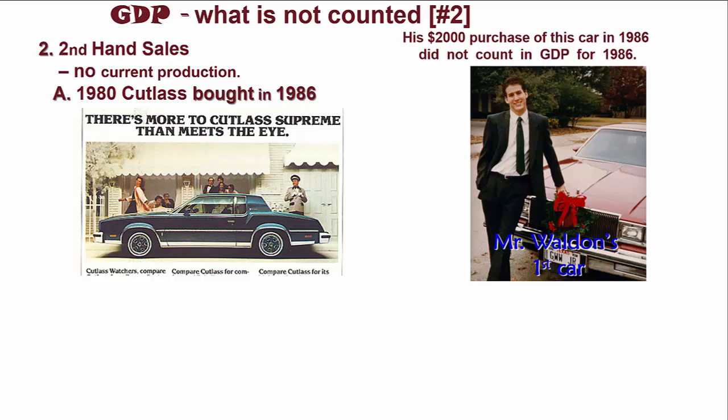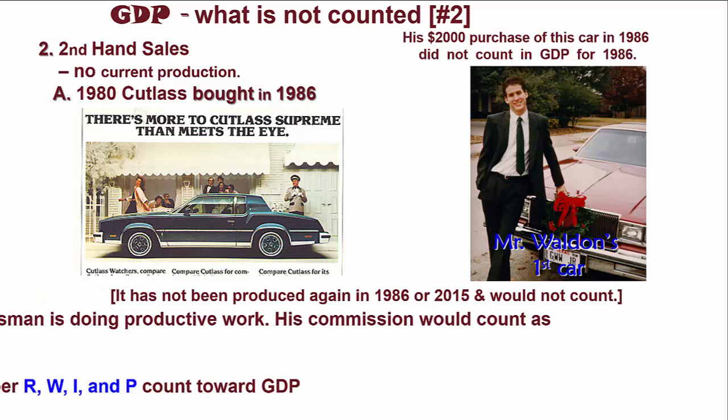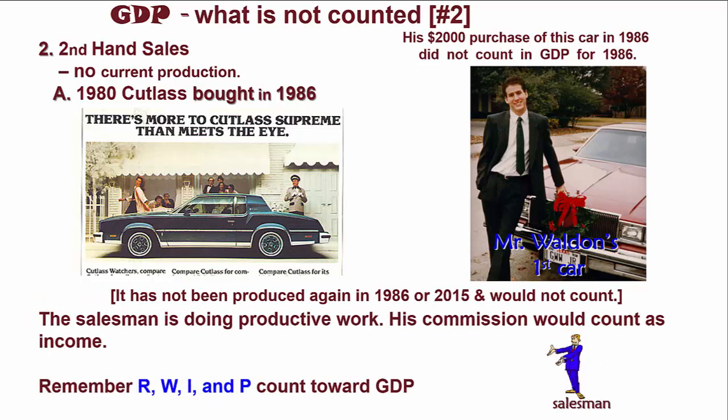Anyway, when I bought that car, it was used. It was already 6 years old. So when it was produced in 1980, it counted in GDP, so it can't count again. So you can only count things once, and that is in the year that is produced. Okay? However, I want to give you some caveats here.